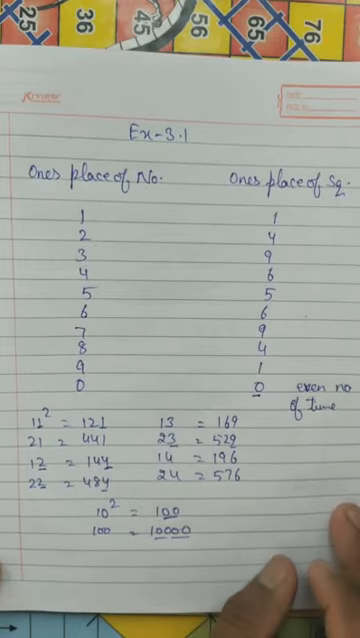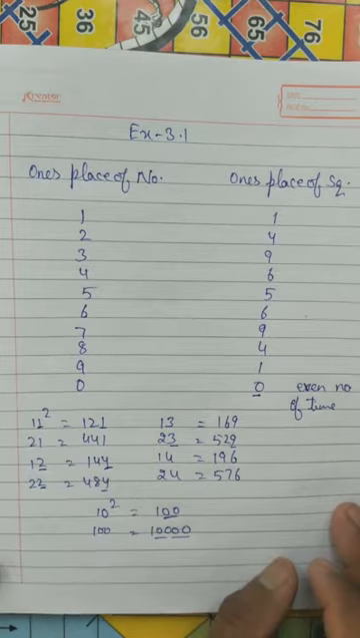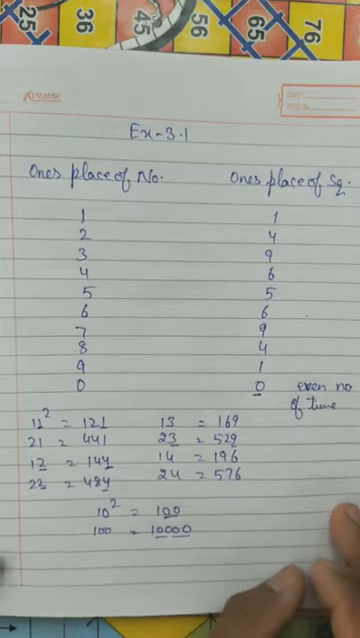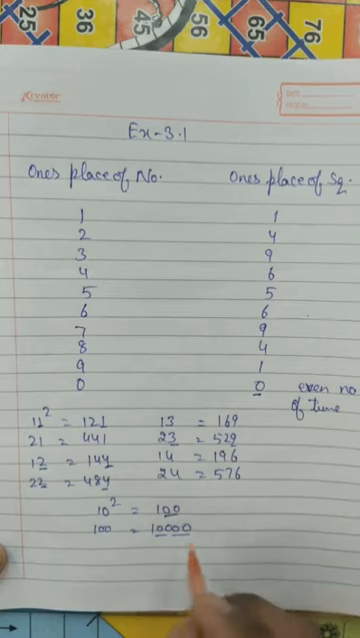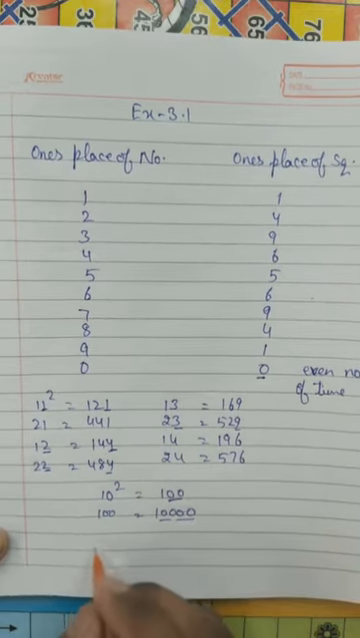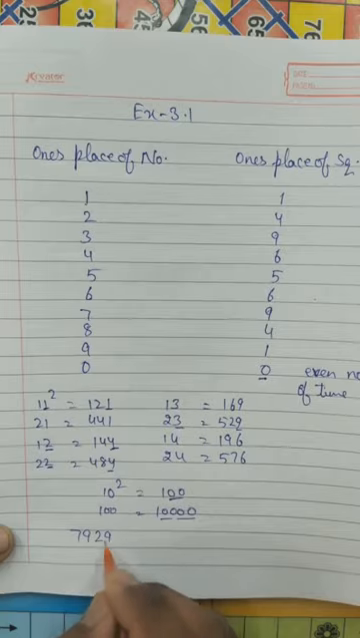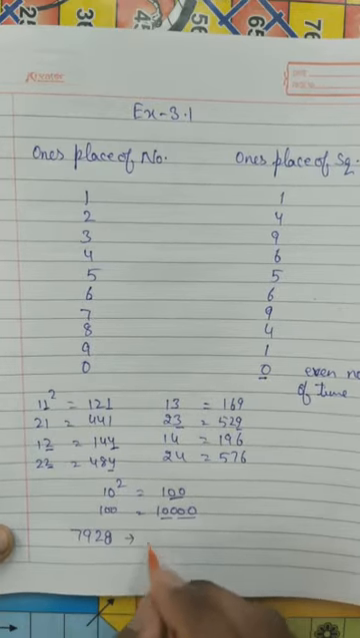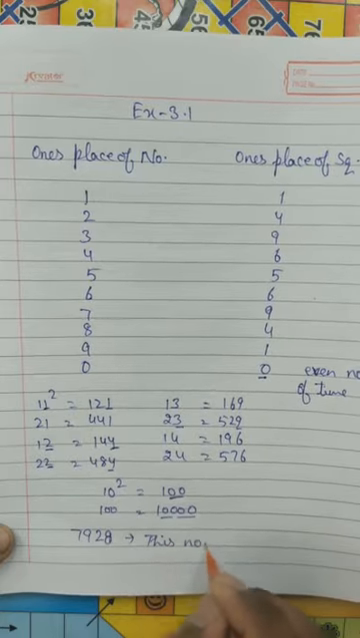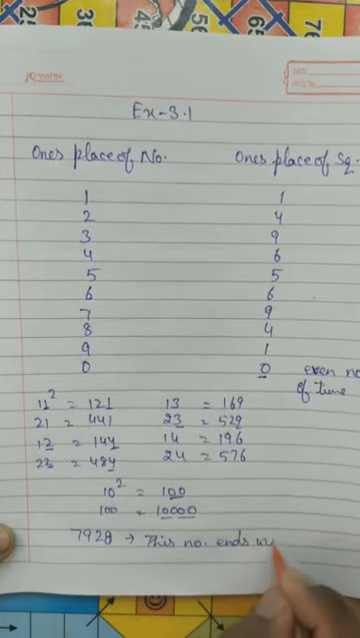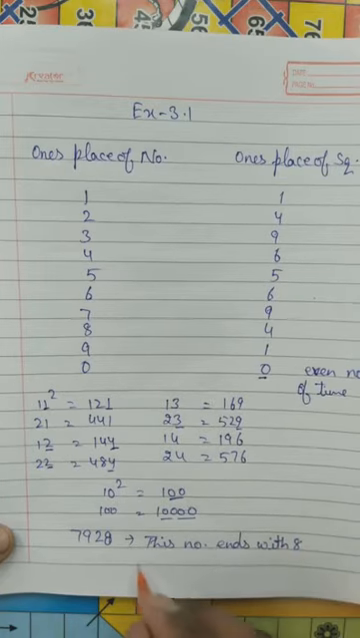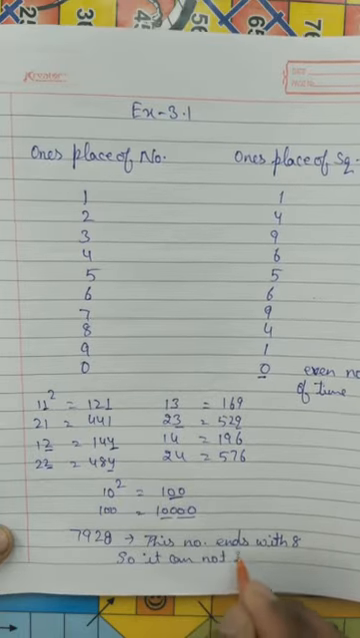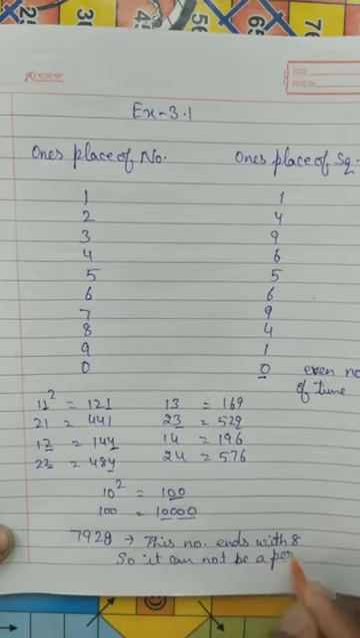This concept covers the 11th, 12th, 13th question. So in the 11th and 12th questions, we need to give the reason why the given numbers are not perfect squares. One example I am taking is 7928. This is given. This is not a perfect square. What will be the reason? This number ends with 8, so it cannot be a perfect square.